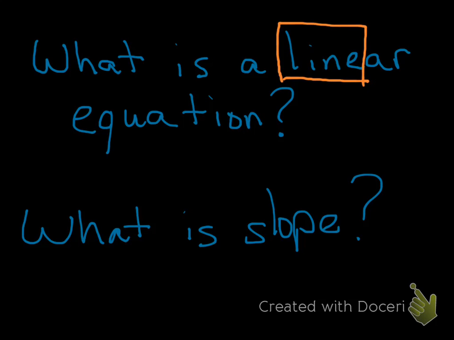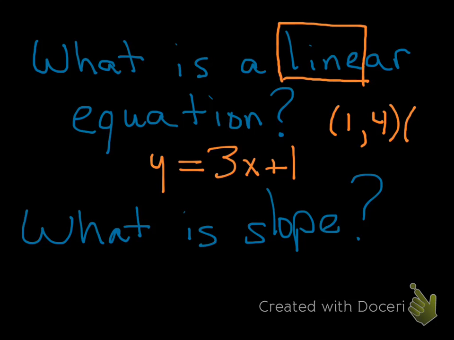Normally it'll look something like this: y equals 3x plus 1. Anytime you plug in a value for x, let's say I plug in 1 for x, that means I'm going to get 4 for y. And if I plug in 2 for x, I'm going to get 7 for y. If I were to plot that on a graph, I would end up getting a straight line. So remember, linear means it is a straight line.